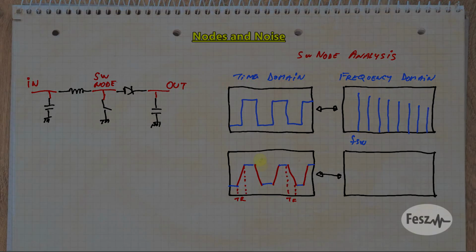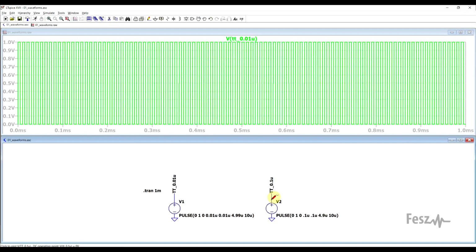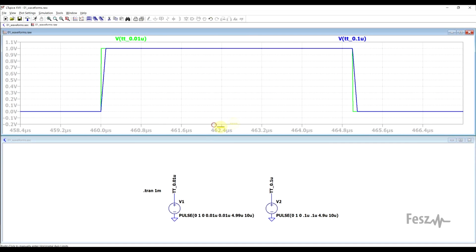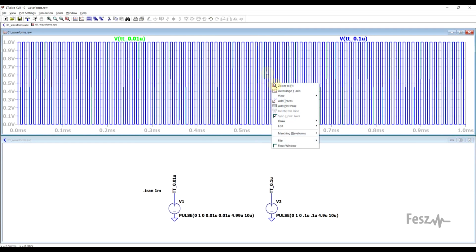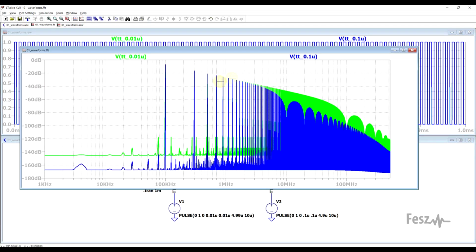Now, if we simulate such a waveform, for this I prepared two pulse sources, these are trapezoid waveforms with different rise and fall times. One of them has a 0.01 microsecond rise and fall time, and the other one has a 0.1 microsecond rise and fall time. And we look at these in the frequency domain, by analyzing them with an FFT viewer. So as mentioned before, we see a series of spikes appearing at our fundamental switching frequency and then at upper harmonics. But if we focus on the envelope of the two graphs, we will see two distinct regions appearing.